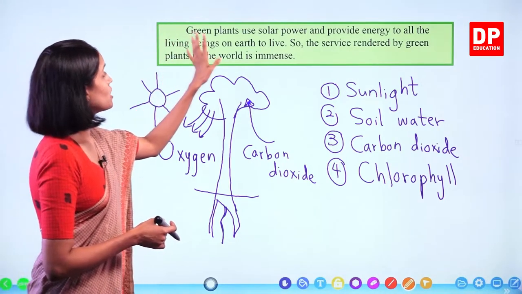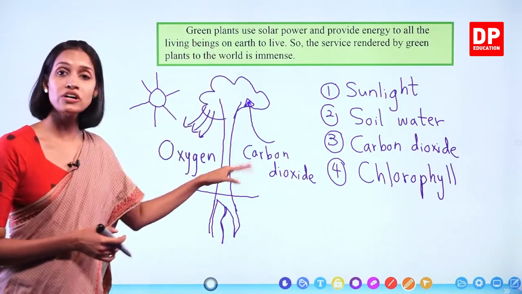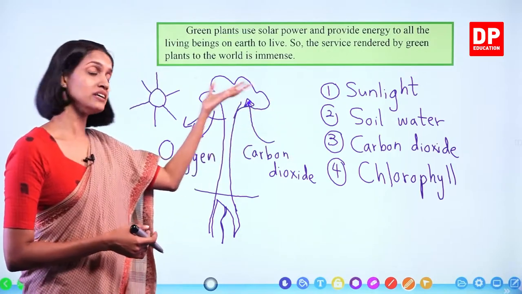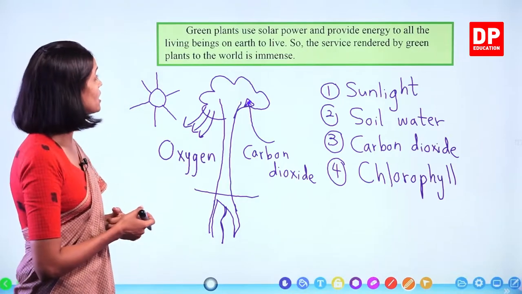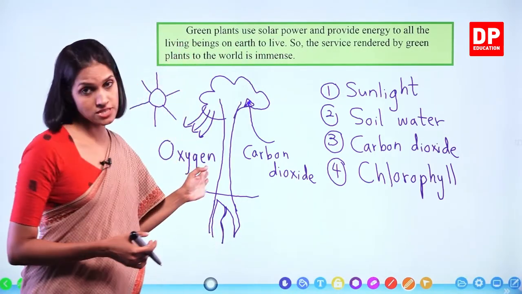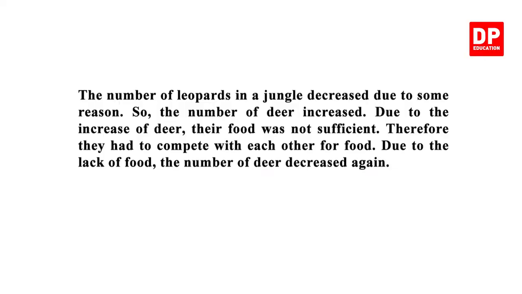Green plants use solar power and provide energy to all the living beings on earth to live. So not only providing energy, absorbing carbon dioxide, giving oxygen and purifying the atmosphere is also very important, okay? So the service rendered by green plants to the world is immense. Right, children? Okay, we'll move on to the next.